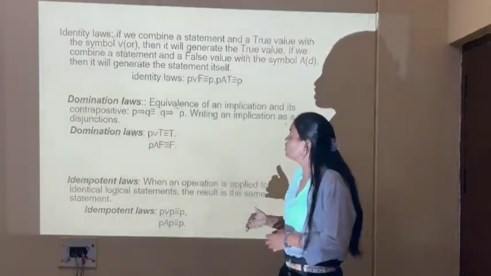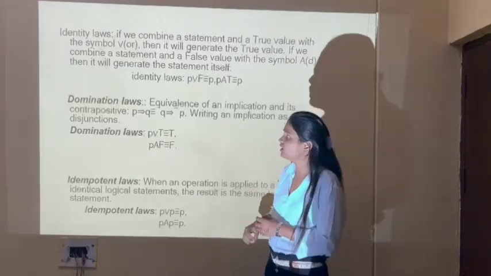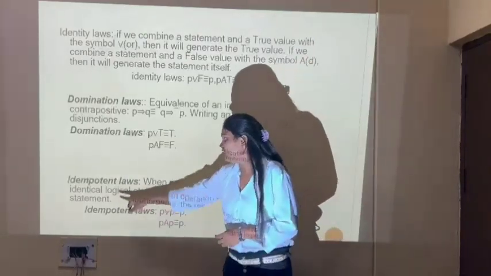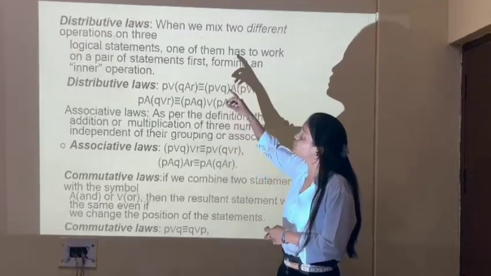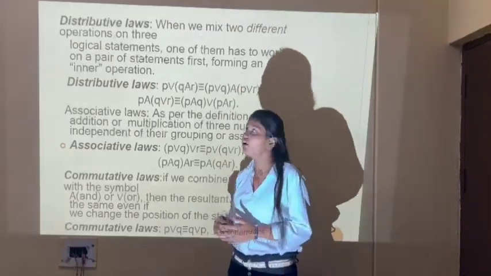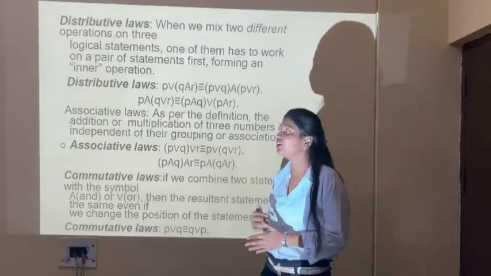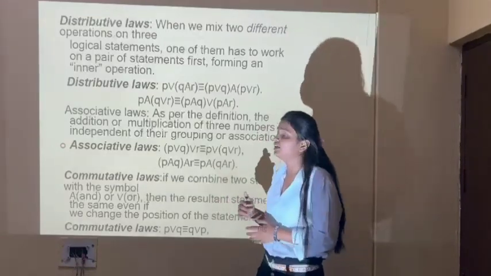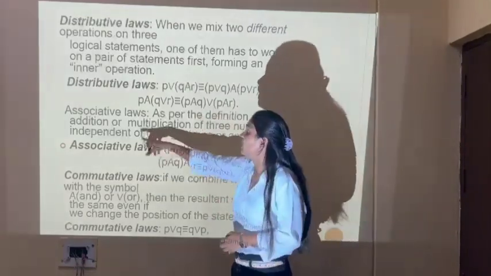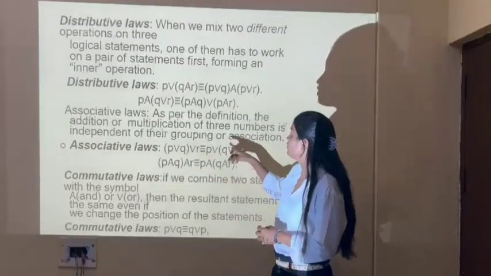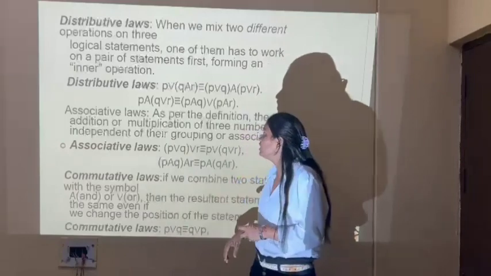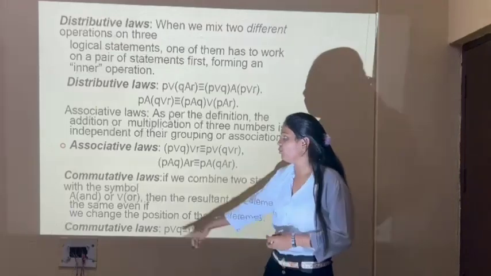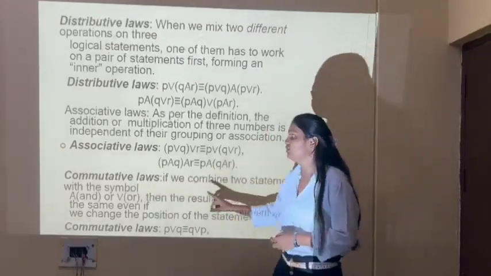Equivalence of an implication and its contrapositive, treating an implication as a disjunction. Distributive: when mixing two different operations on three logical statements, one operation will work on each pair. The statement is first formed with an inner operation. Associative: as per the definition, the addition or multiplication of three numbers is independent of their grouping or association. Commutative law: we combine two statements with the symbol.